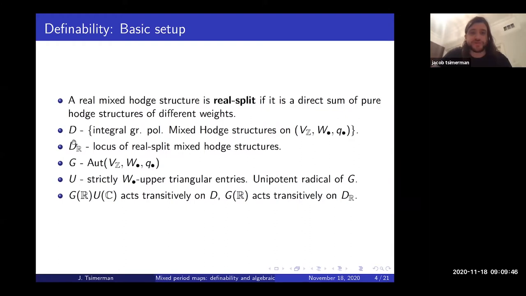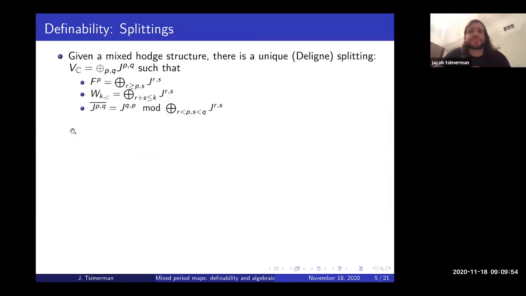Okay, so we're going to use this real split locus as an intermediate step to understand the entire locus. And the way we're going to get from one to the other is we're going to study these splittings. In the pure case, you can go back and forth between filtrations and gradings in a straightforward way. In the mixed case, Deligne showed you can do something similar. Given a mixed Hodge structure, you can get what's called the Deligne splitting. This is a bigrading of your vector space, indexed by pairs of integers p, q. It's a splitting, which means that you can recover both the Hodge filtration and the weight filtration using this bigrading. You put together a bunch of these pieces, and you can recover both filtrations.